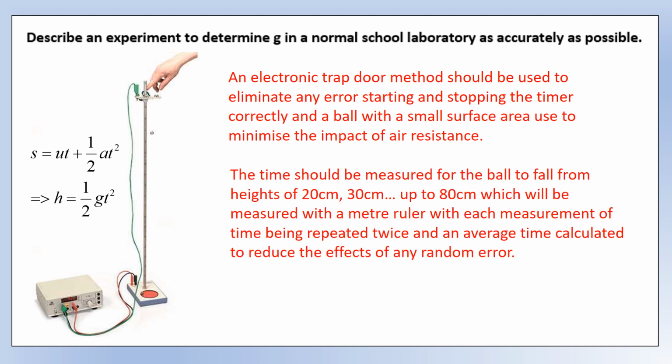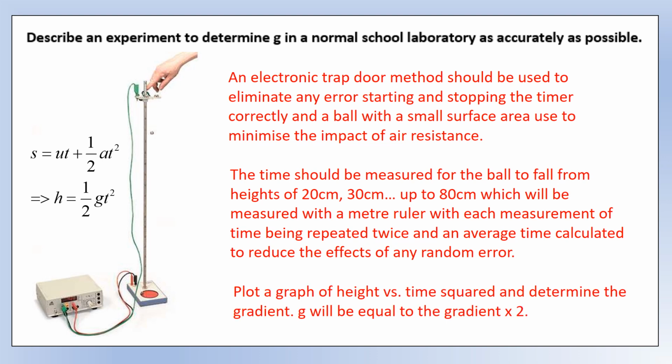Then what we have to do is measure the time at different heights. So I'm going to use 20, 30, etc. up to 80, and I'm going to repeat each measurement twice. So whenever I time anything, I'll get 3 values of time for the same measurement, and when we get the average of that, it helps us reduce any random error. Once we've got our readings, we plot a graph of height against time squared. We would measure the gradient of that graph, and we would multiply that gradient by 2 to give us what g is. It should be somewhere around 9.81 if we've done it accurately.